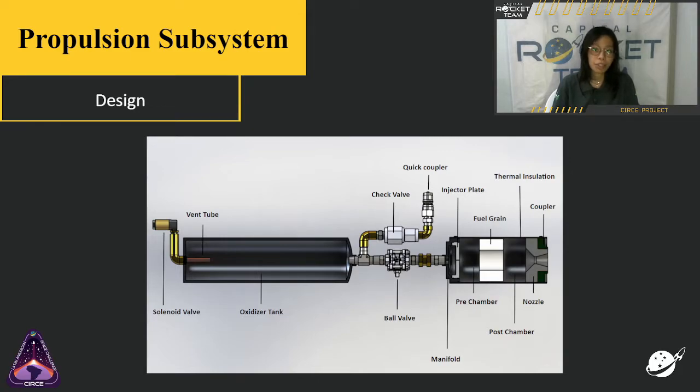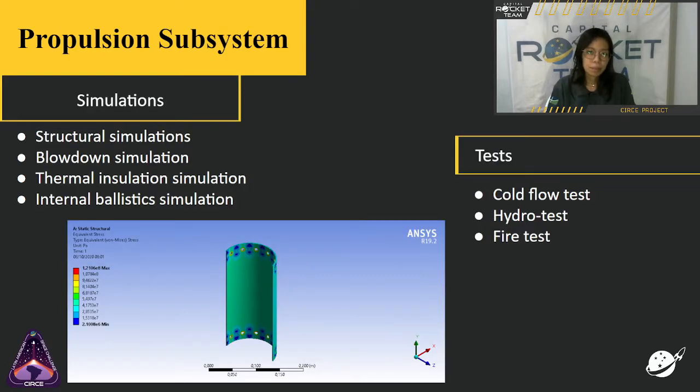We have the pre-chamber, the fuel grain, the post-chamber, the nozzle, the coupler, and a thermal insulation, which is an EPDM rubber. To analyze the propulsion subsystem, we had a lot of simulations first. We have done the structural simulations, the blowdown analysis, a thermal insulation analysis, and internal ballistic simulation. We have also done successfully the cold flow test and the hydro test. We're going to do the fire test next week.